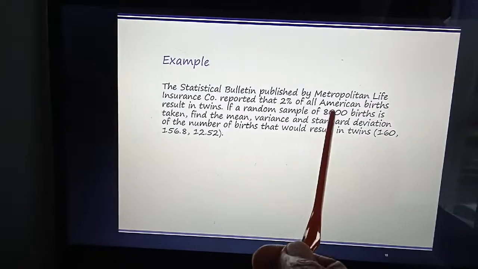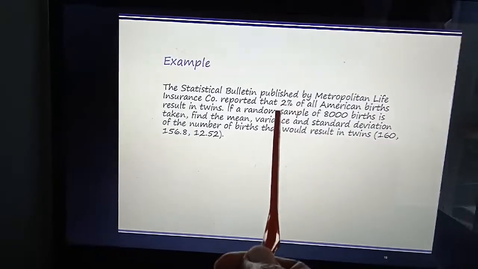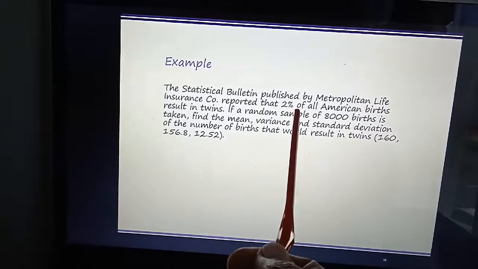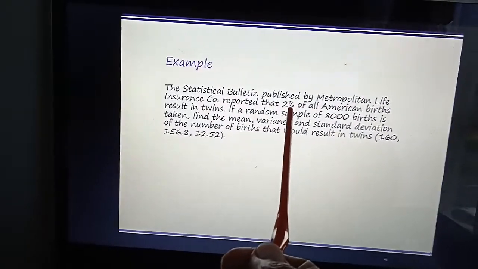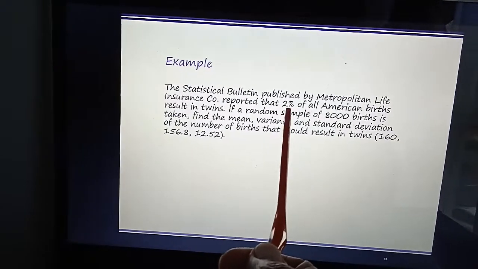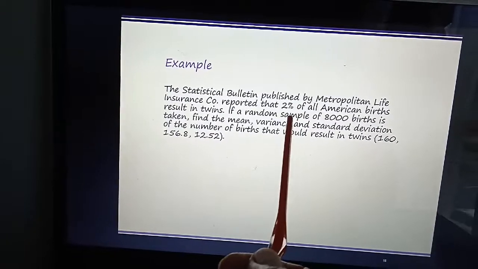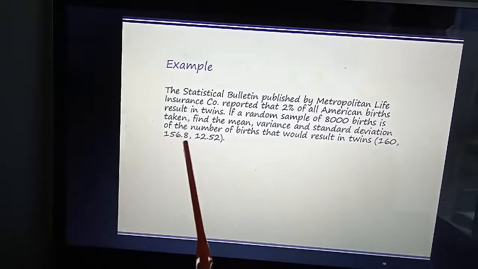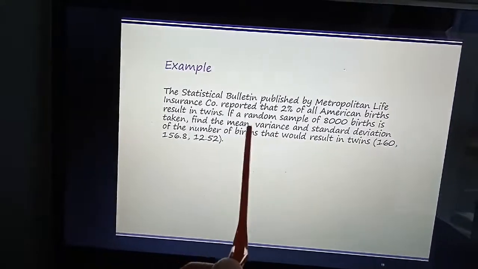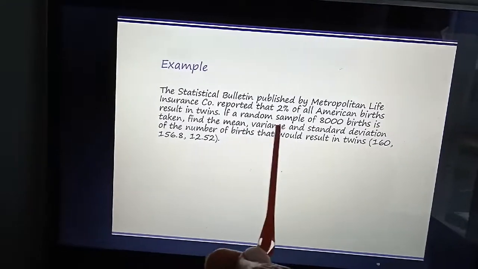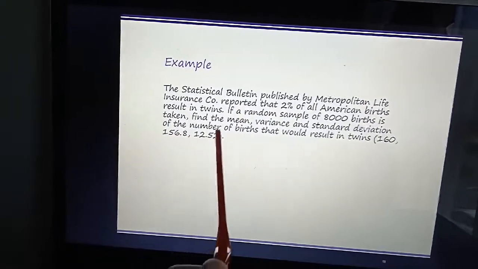npq is 8,000 times 0.002 times q, where q is 1 minus 0.002. So 8,000 times 0.002 times (1 minus 0.002). Okay, so the answer is 15.968. The standard deviation is the square root of the variance. So the square root of 156.8 is 12.52.